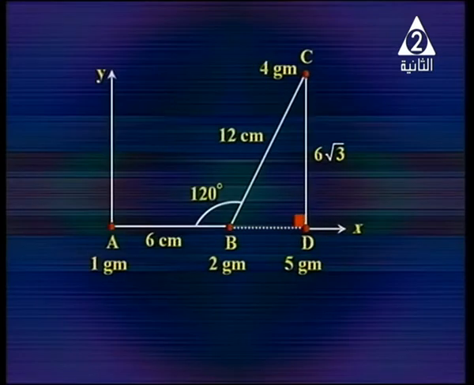Dear student, we have AX and AY. Remember, A is the origin point. AX and AY are two orthogonal axes, and we have mass at A 1 gram, at B 2, at C 4, at D 5. Now we form the table to show the masses and the X and Y coordinates to evaluate the center of gravity of the system.